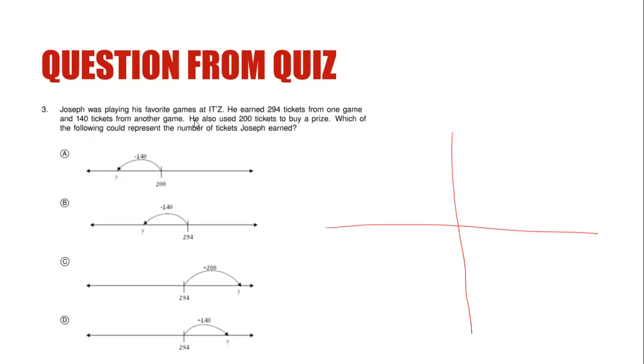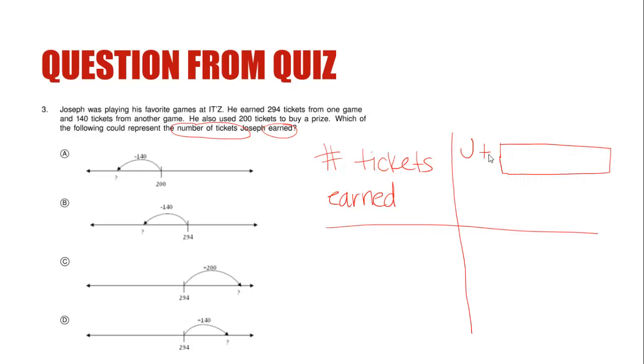So we want to know number of tickets earned. And who are we talking about? We're talking about Joseph and his tickets. So we need a unit bar. So, Joseph was playing his favorite games at ITS, period. There isn't any information there, so we can keep moving on.